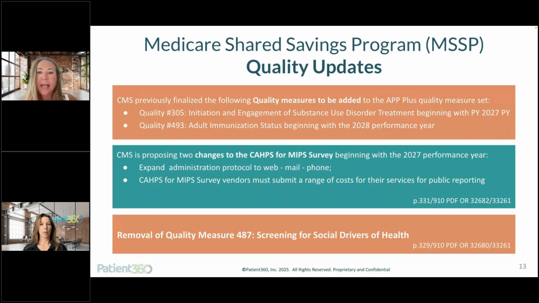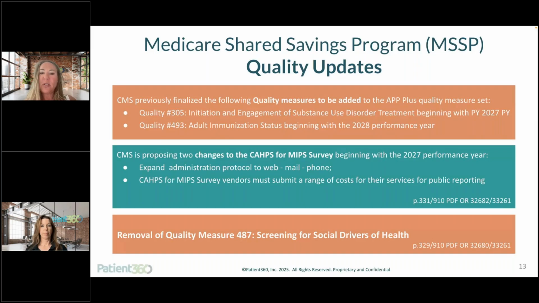We're looking at noting the measures on the roadmap for the APP Plus set in 2027 and 2028, and those are substance use disorder treatment and adult immunization status. And then for CAHPS, they are planning to change the protocol to add webmail, which is good because the response rate will actually increase. They looked at the web-based survey and compared it, and they got a better 43% response rate compared to a 28% response rate for mail and phone only. So that's a pretty decent uptick in response rates. So that's really going to help.